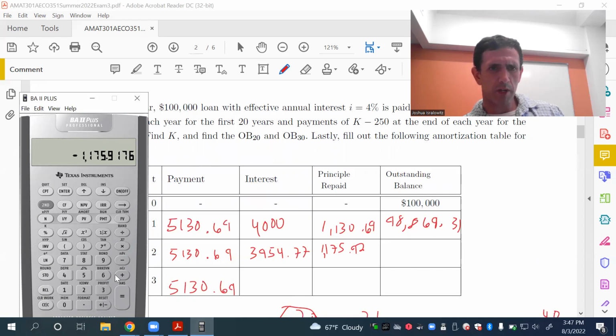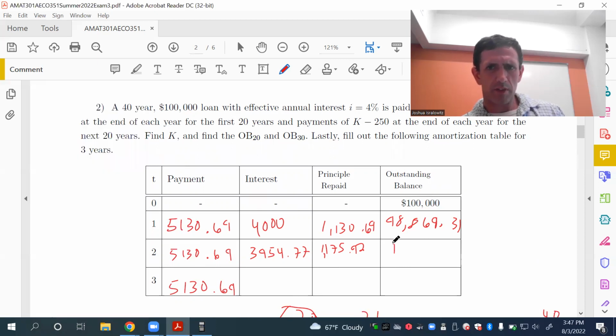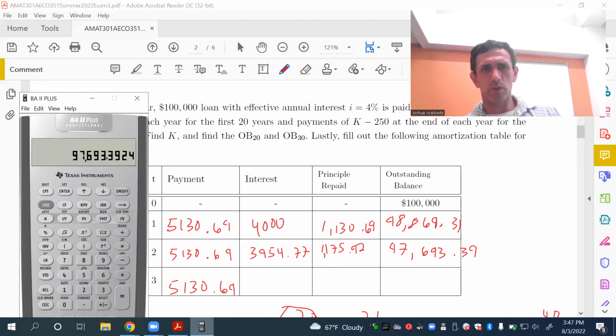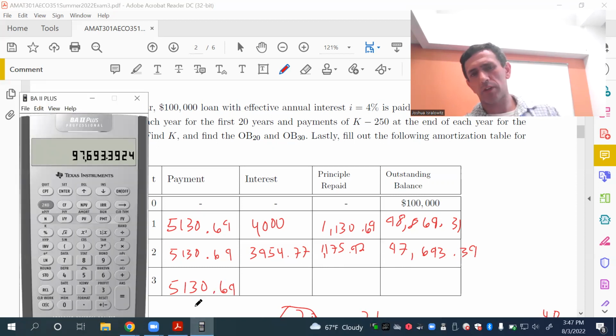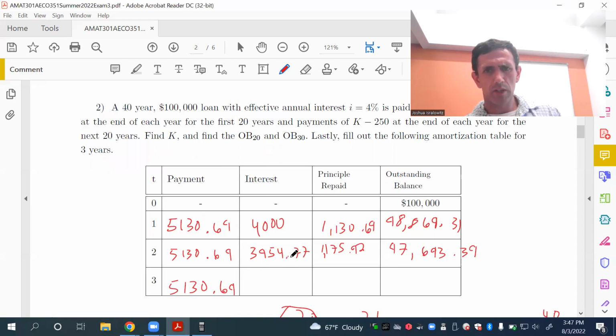Okay, so make this minus plus your prior outstanding balance. Save this in the 2 spot. So 97,693.39. I would say for other courses, this will make this a lot easier and quicker if you are good with your calculator. If you have to do this on an accounting exam, create a short amortization table. I would imagine that's something, particularly in intermediate accounting, you should be able to do.